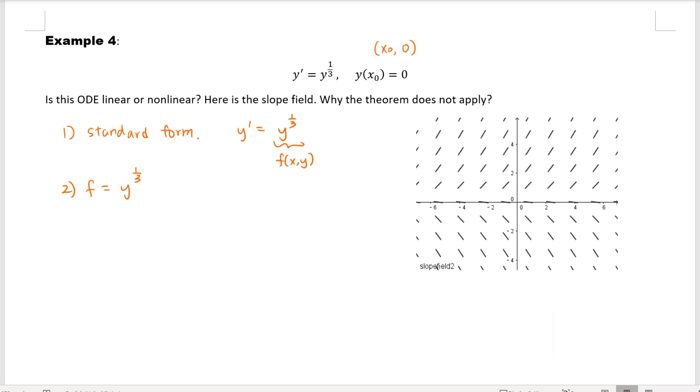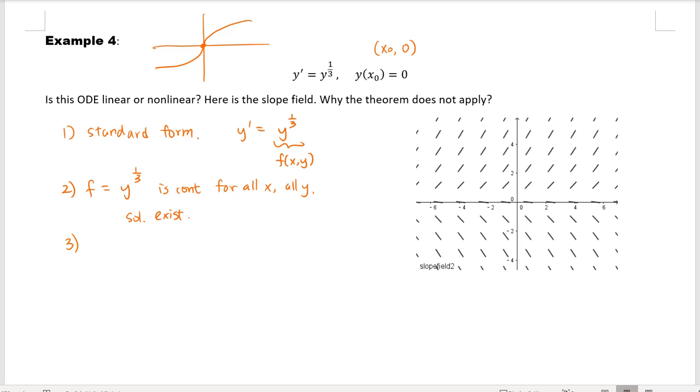So look at this guy, x0, 0. So what does the cube root look like? This is the cube root, right? So the domain is all real numbers. So this guy is actually continuous for all x and all y. Okay? So now we know a solution exists.